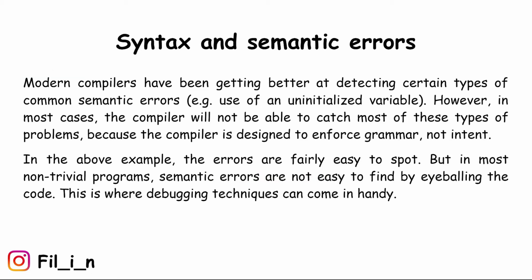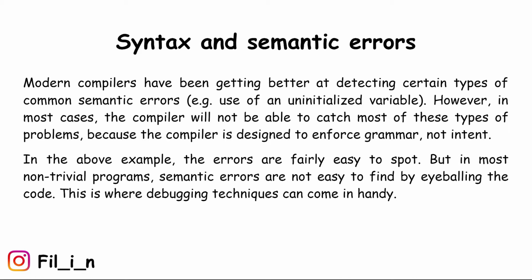Modern compilers have been getting better at detecting certain types of common semantic errors, e.g. use of an uninitialized variable. However, in most cases, the compiler will not be able to catch most of these types of problems, because the compiler is designed to enforce grammar, not intent. In the above example, the errors are fairly easy to spot. But in most non-trivial programs, semantic errors are not easy to find by eyeballing the code.